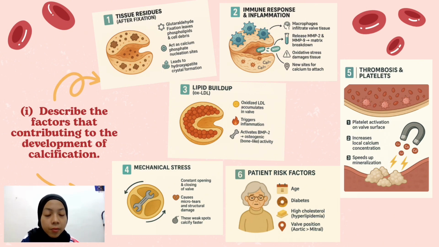The fifth factor is thrombosis and platelets. First, platelet activation on the valve surface. Second, increased local calcium concentration. Lastly, it speeds up mineralization. And the last one is patient risk factors: age, diabetes, high cholesterol, and valve position.